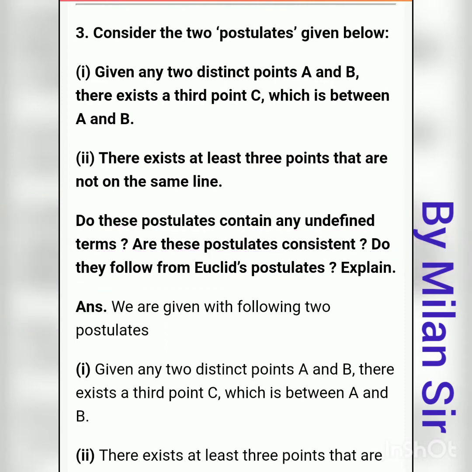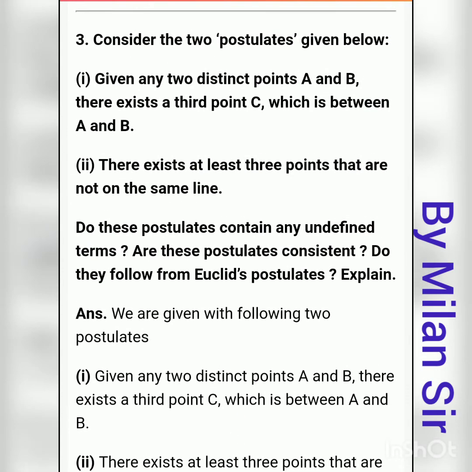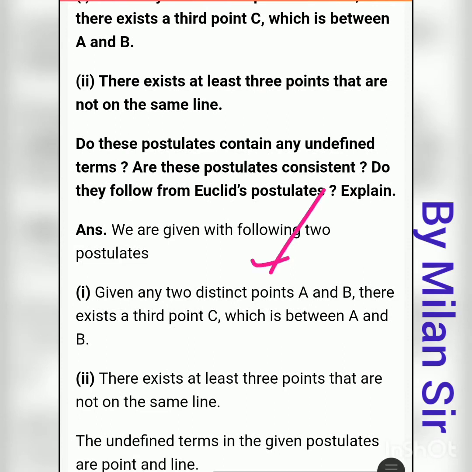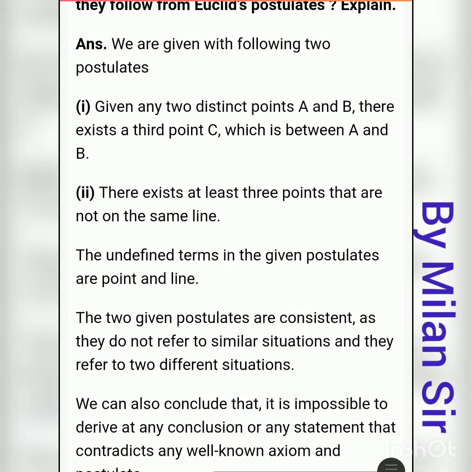So our first answer is: we are given the following two postulates. Total two postulates are given here. Given any two distinct points A and B, there exists a third point C which is in between A and B, and there exist at least 3 points that are not on the same line. So if we find the undefined terms, then we have two undefined terms: point and line, right? So here we have two undefined terms, point and line.